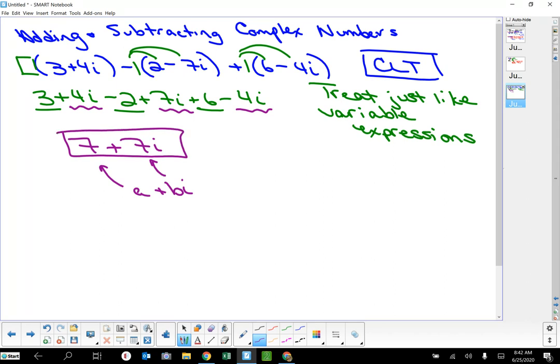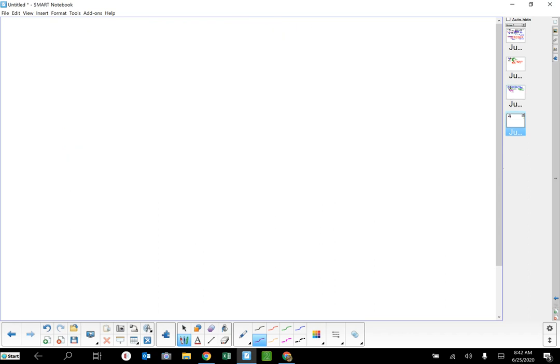Okay, that's straightforward enough. I'm pretty sure you can go and do that. When we multiply, here's a couple things you need to know about multiplying imaginary numbers so that you can multiply complex numbers.